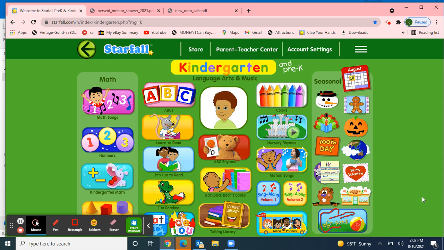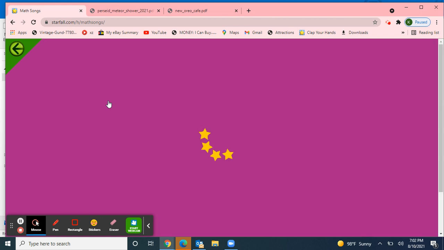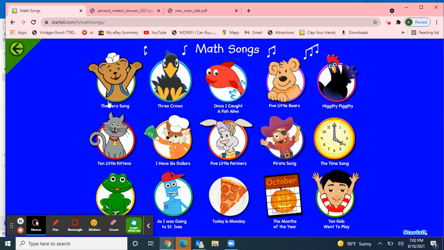I'm going to use Starfall to start our meeting, a math song. Our letter this week is letter G. So I chose the song, Five Little Speckled Frogs. They're green frogs, and green starts with the letter G. Frog also has the letter G.